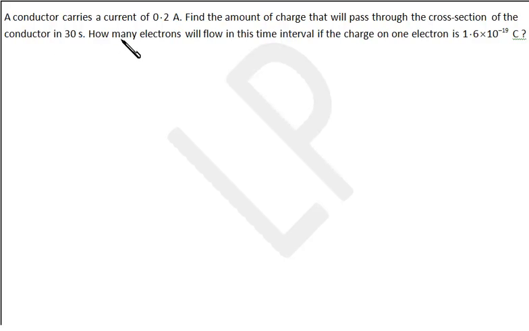A conductor carries a current of 0.2 ampere. I is given to us as 0.2 ampere. Find the amount of charge Q through the cross section of the conductor in 30 seconds. Now t is 30 seconds. Now we know the relationship among these three: Q is equal to I t, right?